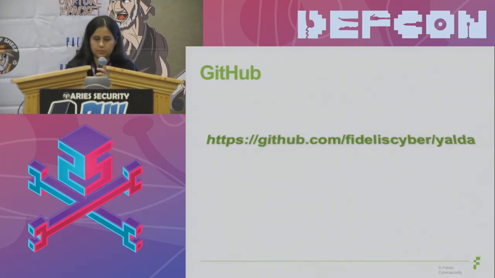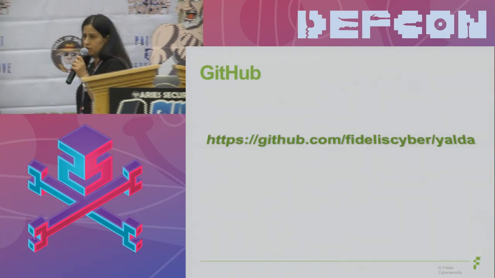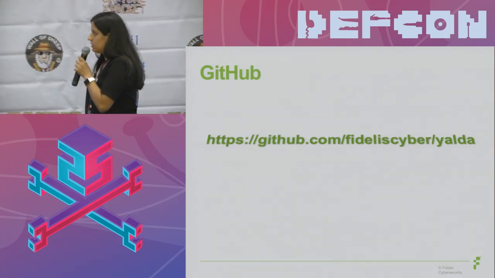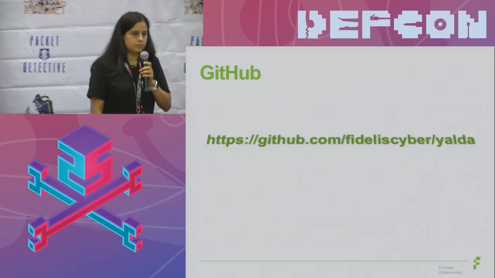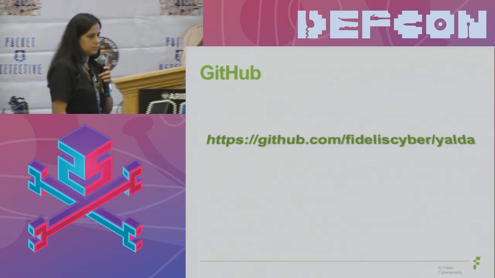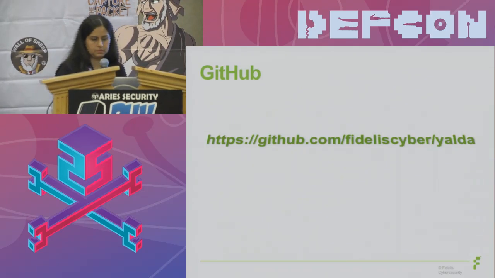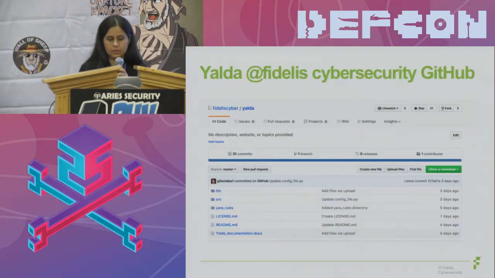This is the GitHub, so you can go ahead and start downloading and using it. It's in the Fidelis GitHub. There are 3 folders: bin, source, and Yara rules. Yara rules is a place where you place your Yara rules if you want to. If not, you don't have to worry about it.